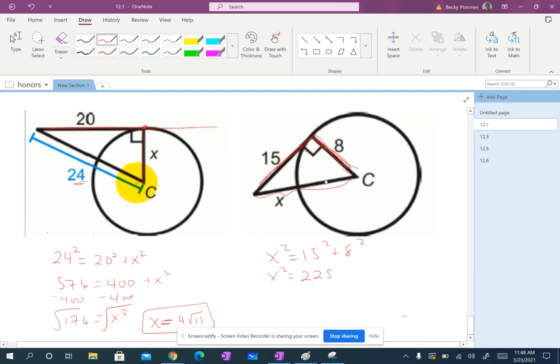So 225 plus 64, and then that is 289. And so I'm going to square root both sides and get 17. And that is it for today.